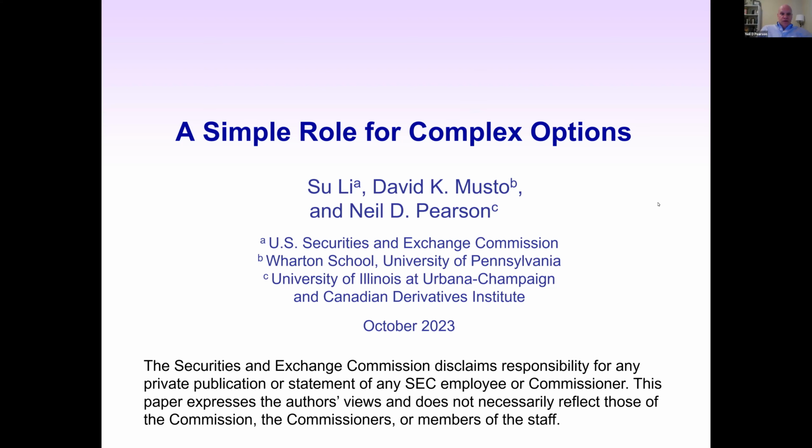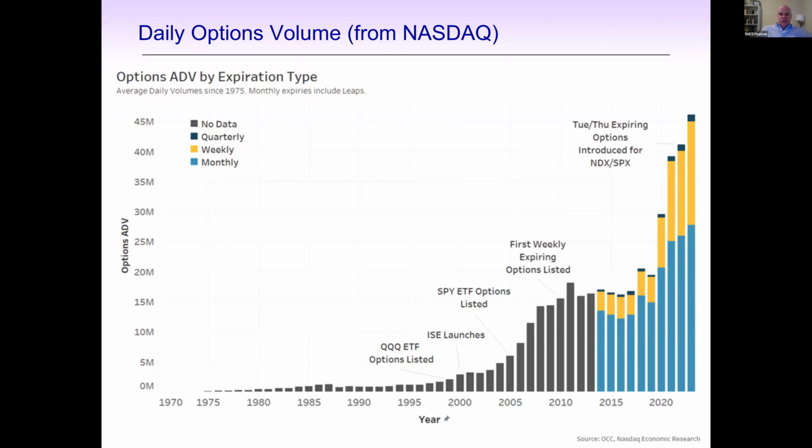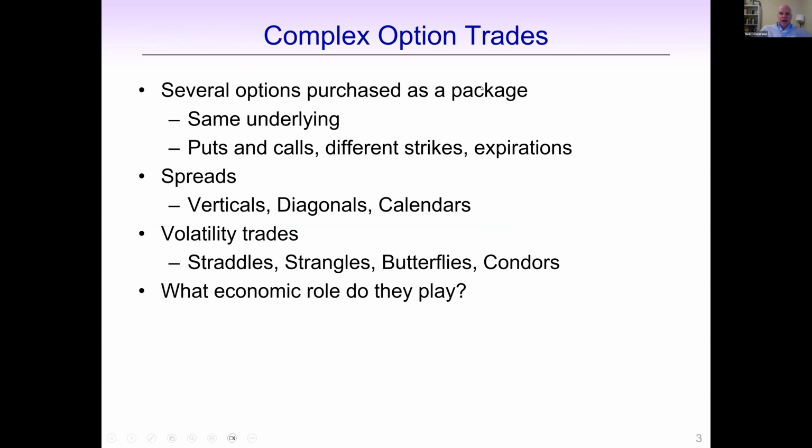Okay, so options trading has grown explosively since the first electronic limit order book on the ISE in 2001. And then it grew very rapidly until about 2010. And then there has been another more recent explosion starting around 2020, apparently driven by retail investors. I'm not going to talk about options trading in general, but about complex options trades.